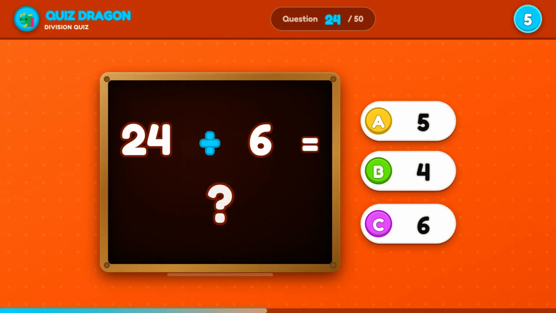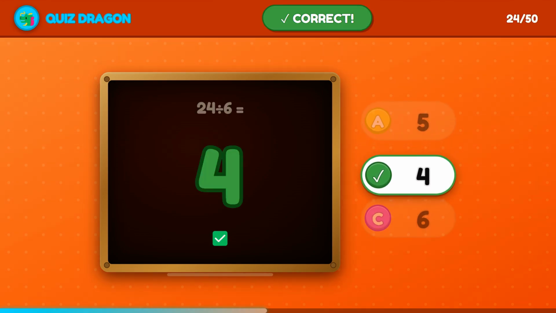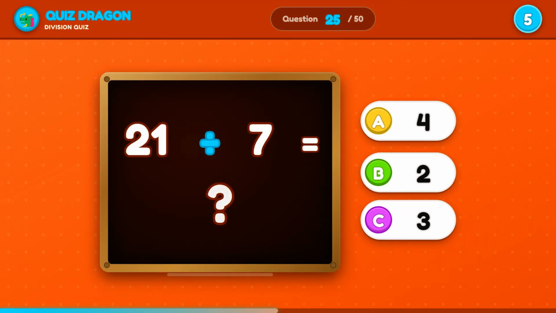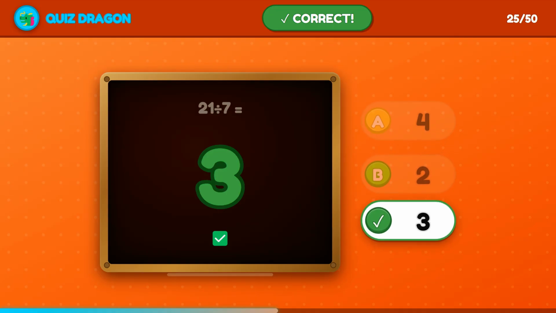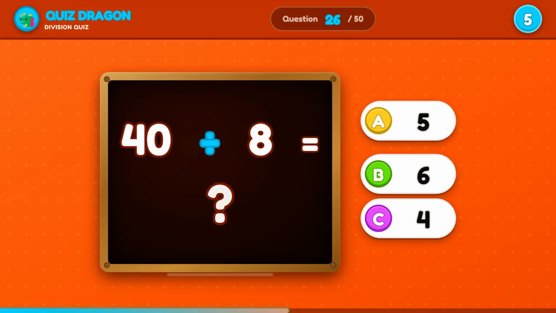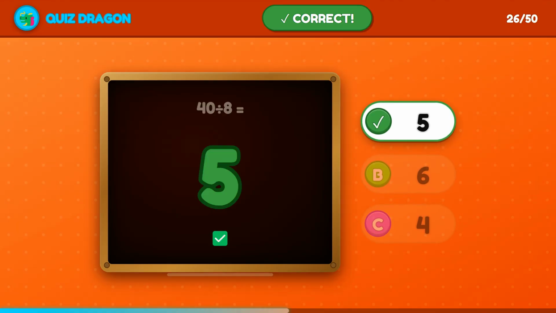Question 24. What is 24 divided by 6? The correct answer is B, 4. Question 25. What is 21 divided by 7? The correct answer is C, 3. Question 26. What is 40 divided by 8? The correct answer is A, 5.